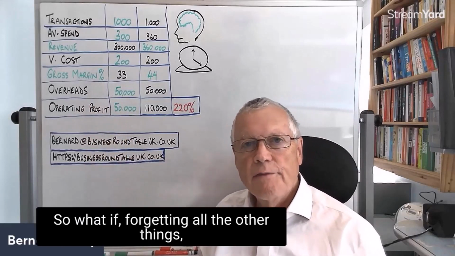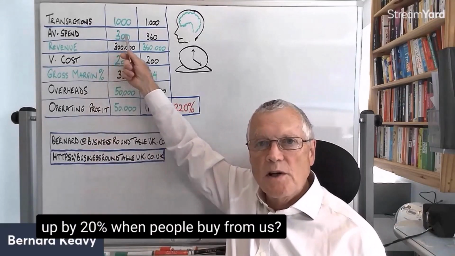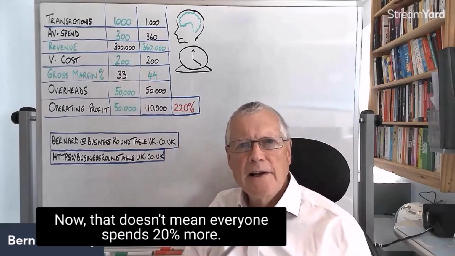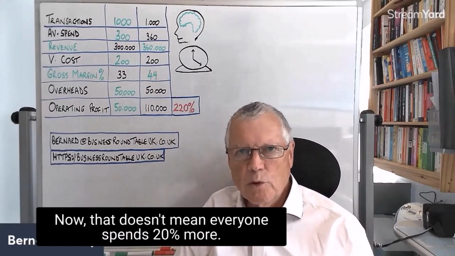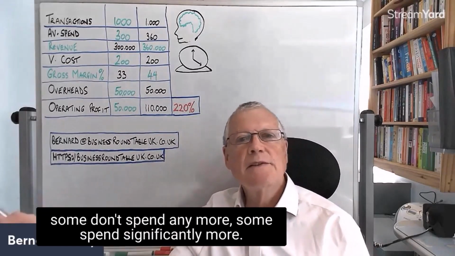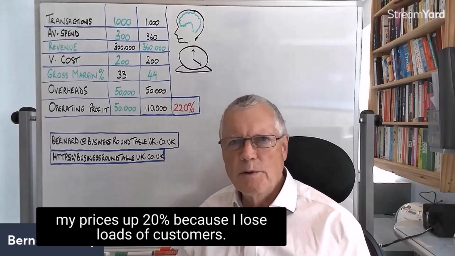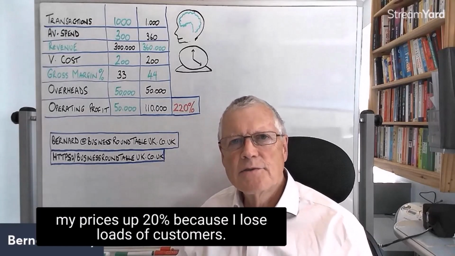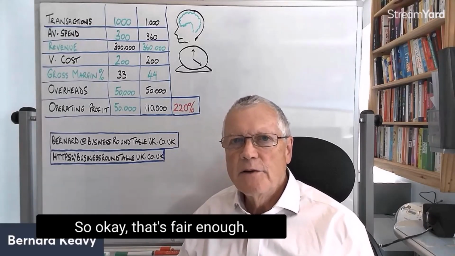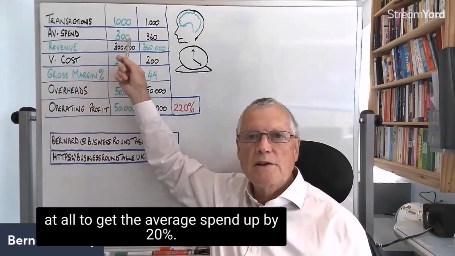So what if, forgetting all the other things, what if we could get the average spend up by 20% when people buy from us? Now, that doesn't mean everyone spends 20% more. What it means is some spend a bit more, some don't spend any more, and some spend significantly more. So then you're thinking, well, yes, but I can't just put my prices up 20% because I'll lose loads of customers. So, okay, that's fair enough. You may not even need to put your prices up at all to get the average spend up by 20%.